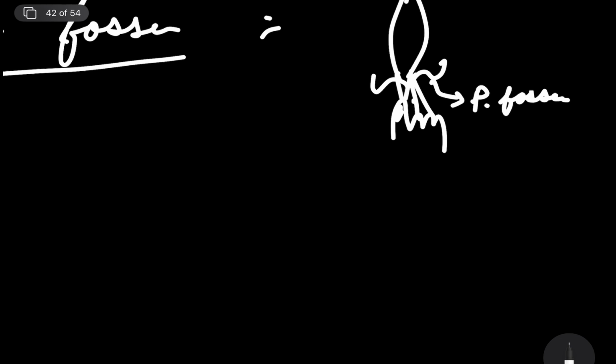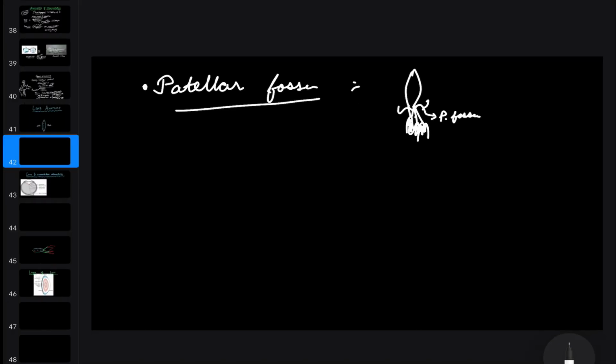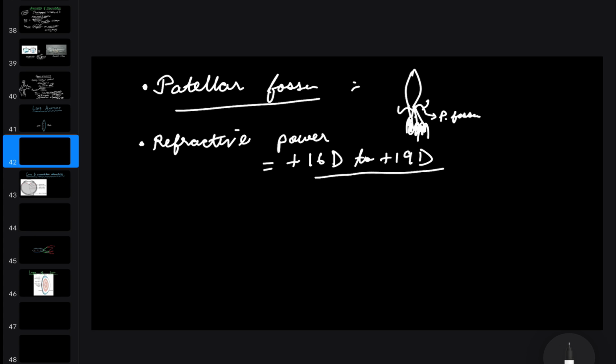Okay, this is the ciliary body. The fossa that the lens is situated within is the patellar fossa. Now, another fact about the lens: the refractive power of the lens is between plus 16 diopters and plus 19 diopters. Plus 16 to plus 19 diopters.